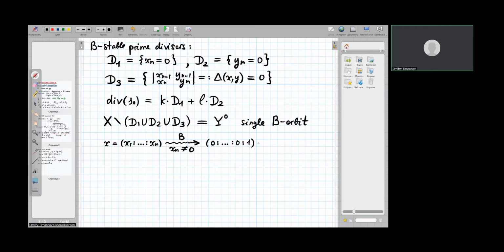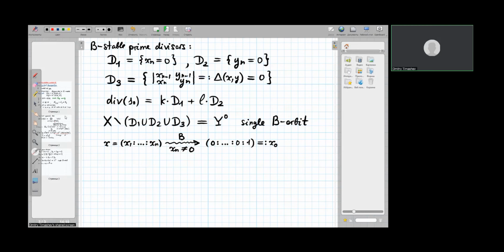Let me denote this point for brevity as x naught. X naught is not a coordinate of x. It is just a different point. Since when you are considering an action of upper triangular matrices on column vectors, if the last coordinate is non-zero, then you can easily move any column vector with the non-zero last coordinate to this form.